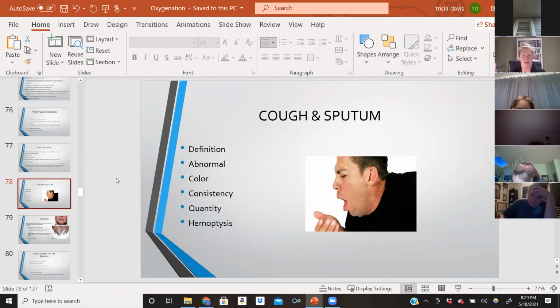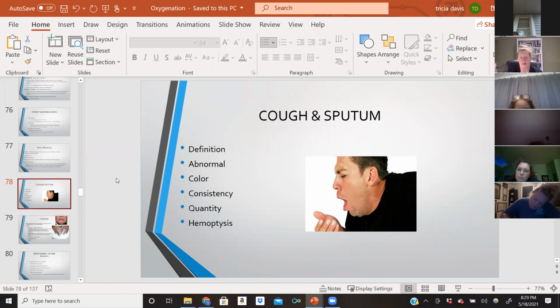Cough and sputum. We always want our patients to describe it as gross as it is. Sputum is not my thing. That's where I kind of freak out. Everybody has their thing they can't do. Sputum is not mine.